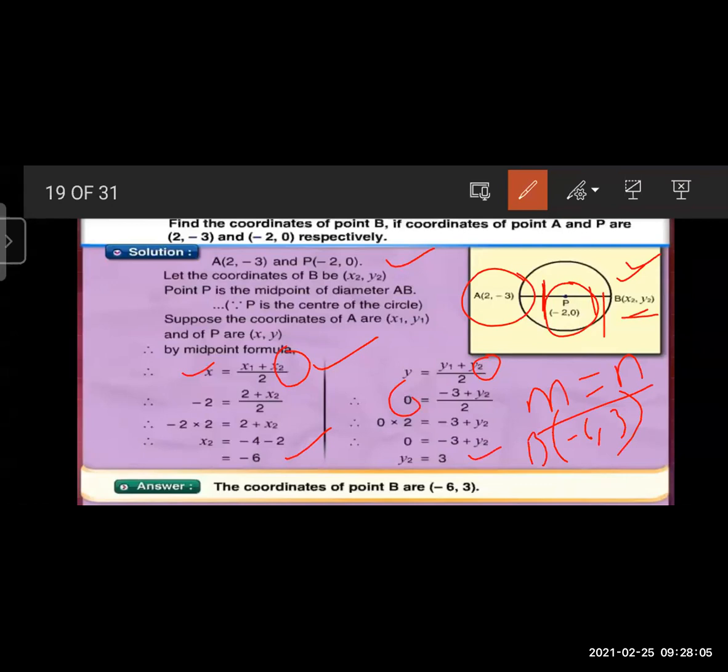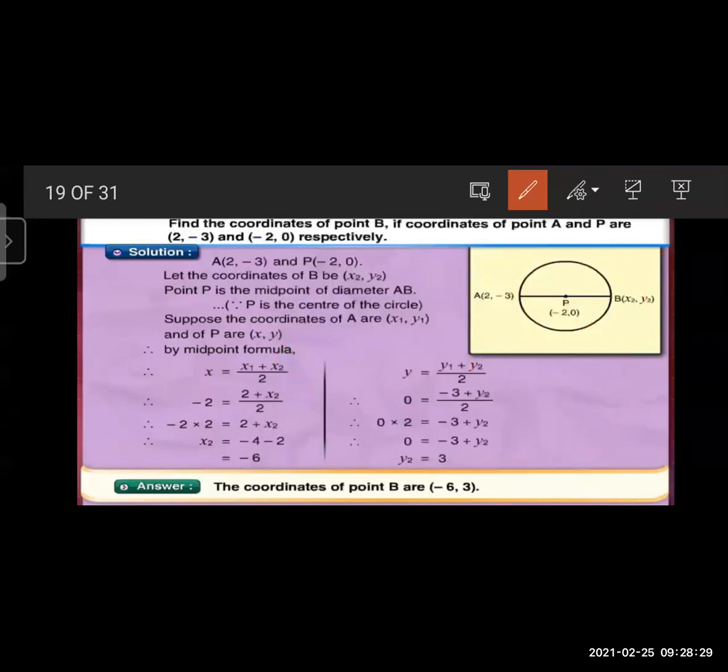Sometimes they may ask like that: A and B coordinates are given, you find the coordinates of the center of the circle. Then simply, x is (x1 plus x2) divided by 2, y is (y1 plus y2) divided by 2. But in this question, they give the coordinates of the center and one endpoint of the line segment, so you find the other one.